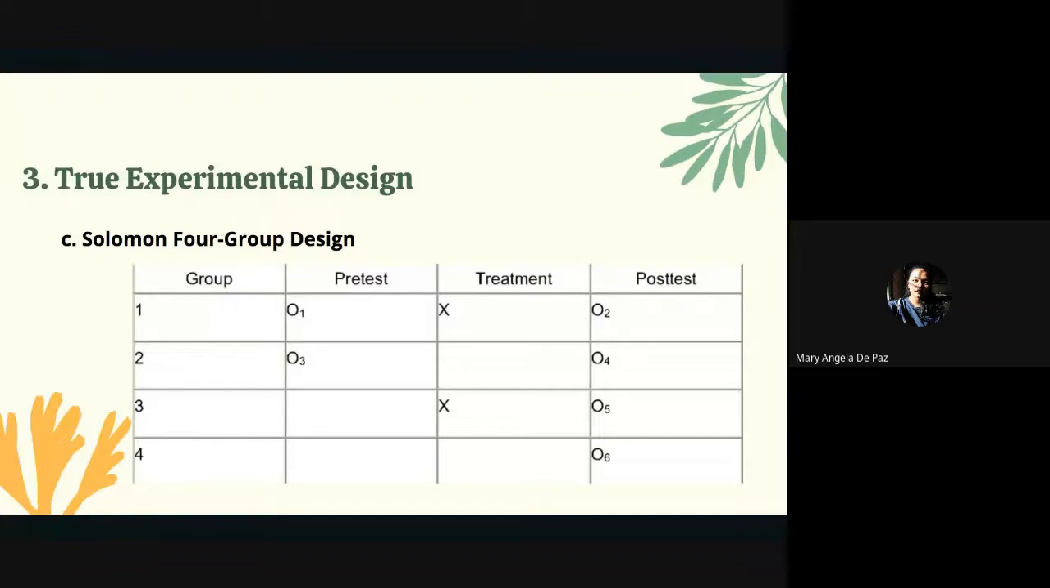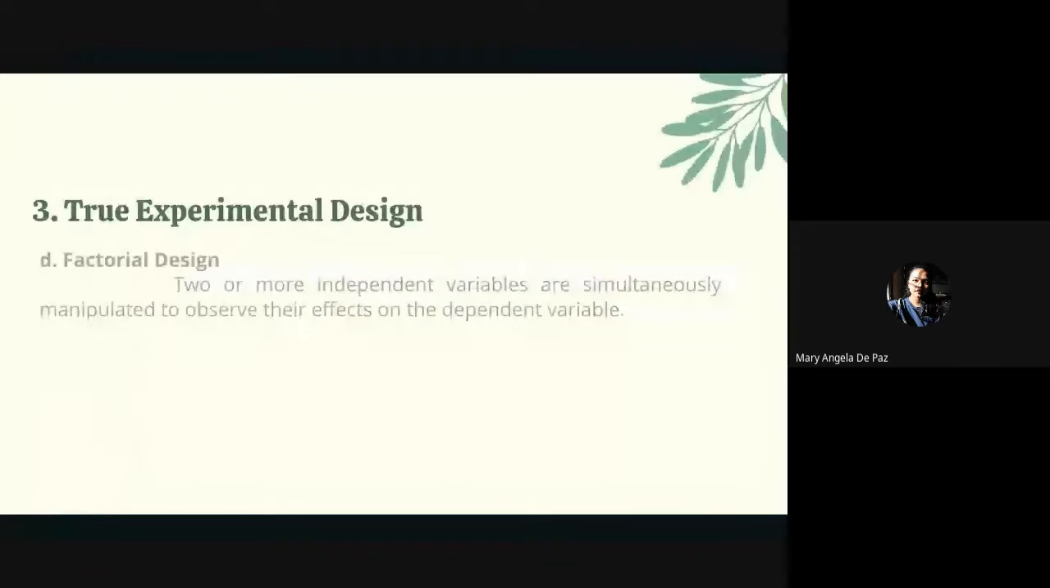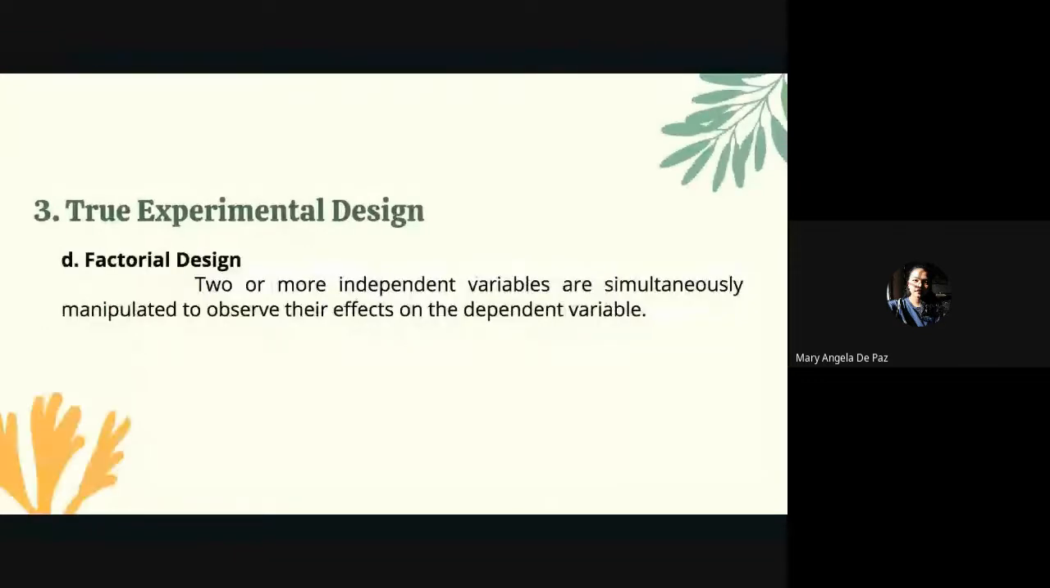Okay, next we have factorial design. Two or more independent variables or factors are simultaneously manipulated to observe their effects on the dependent variables. This allows the researchers to test two or more hypotheses in a single project.